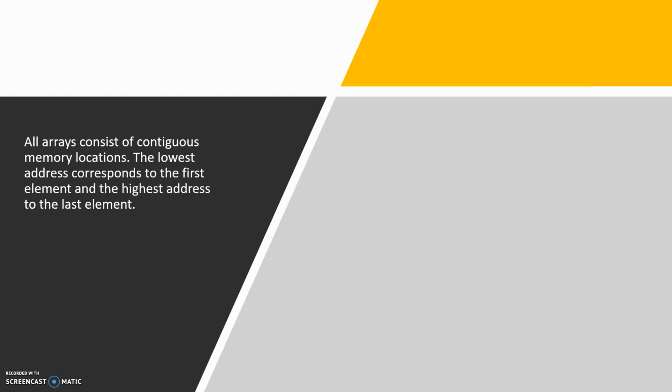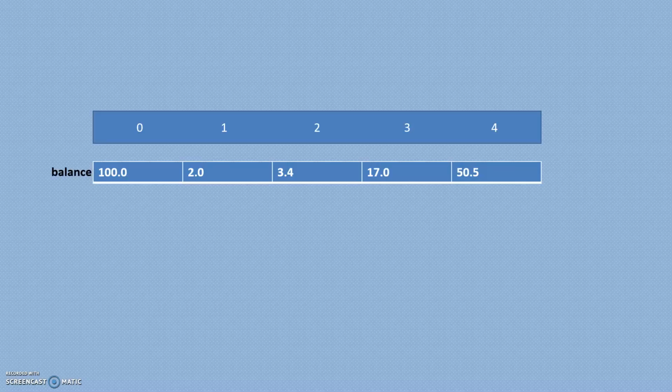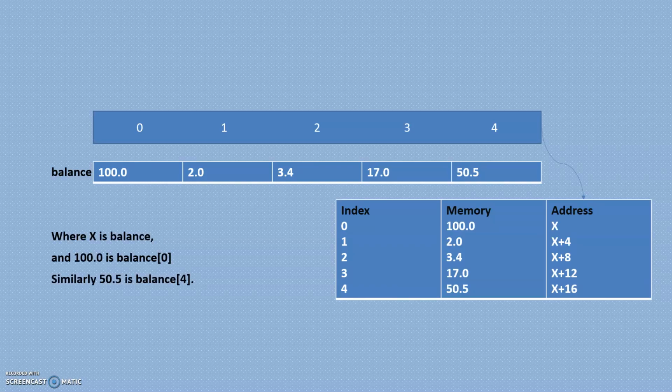All arrays consist of contiguous memory locations. The lowest address corresponds to the first element and the highest address to the last element. An example is shown. Pause the video to look at the example. This slide shows the example and the index, memory and address stored according to the example.